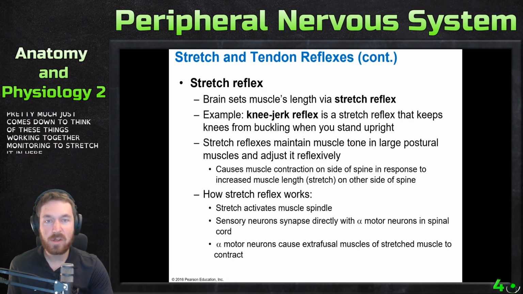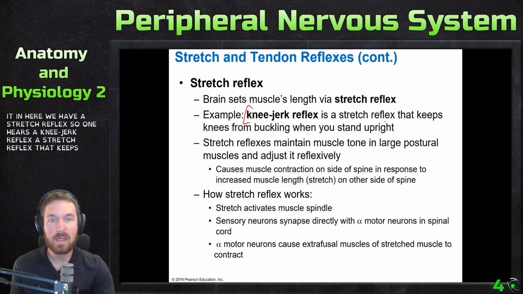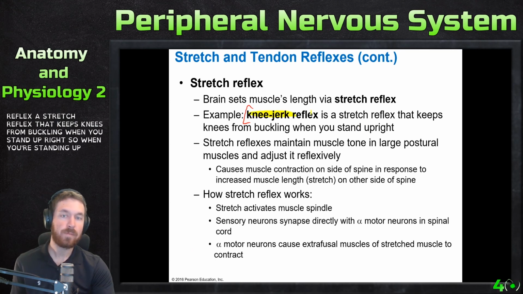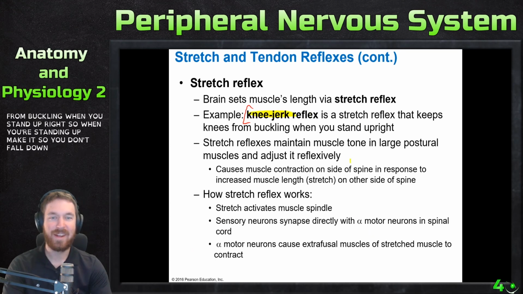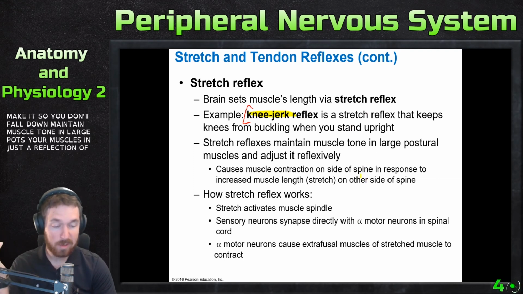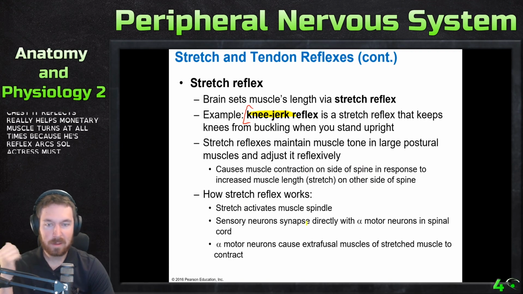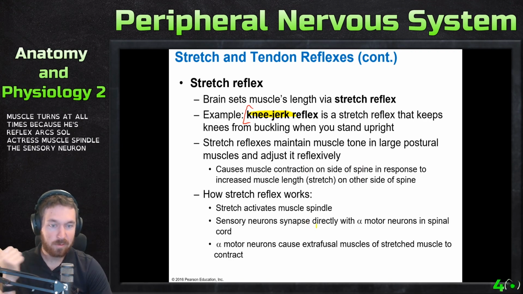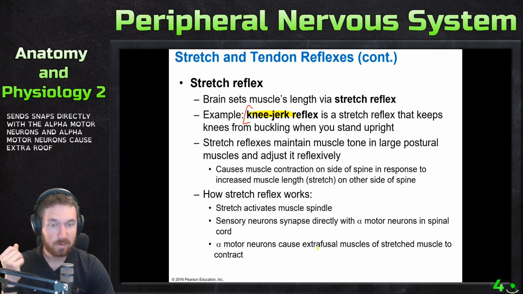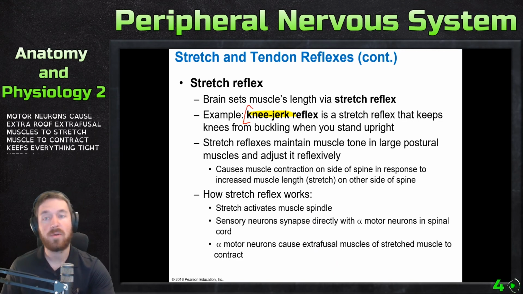And then here we have a stretch reflex. One here is a knee jerk reflex, a stretch reflex that keeps knees from buckling when you stand upright. So when you're standing up, it makes it so you don't fall down. It maintains muscle tone in large posterior muscles and adjusts it reflexively, helping monitor your muscle tone at all times via these reflex arcs. It activates the muscle spindle. The sensory neurons then synapse directly with the alpha motor neurons, and the alpha motor neurons cause extrafusal muscles of the stretched muscle to contract. Keeps everything tight, keeps that tone.